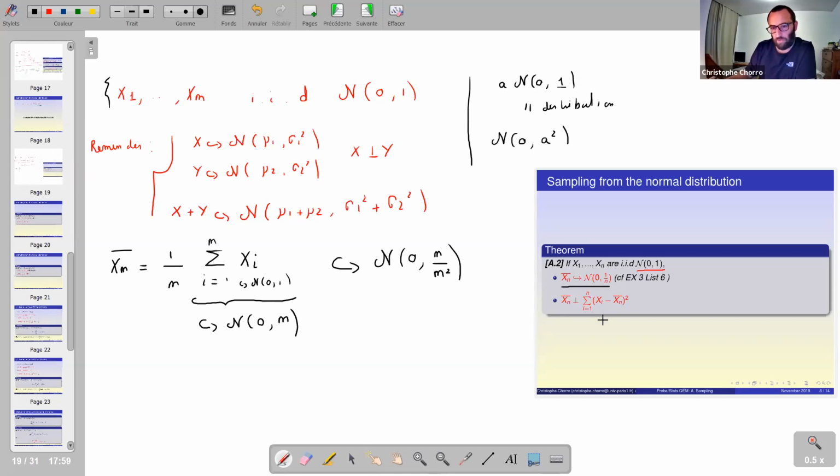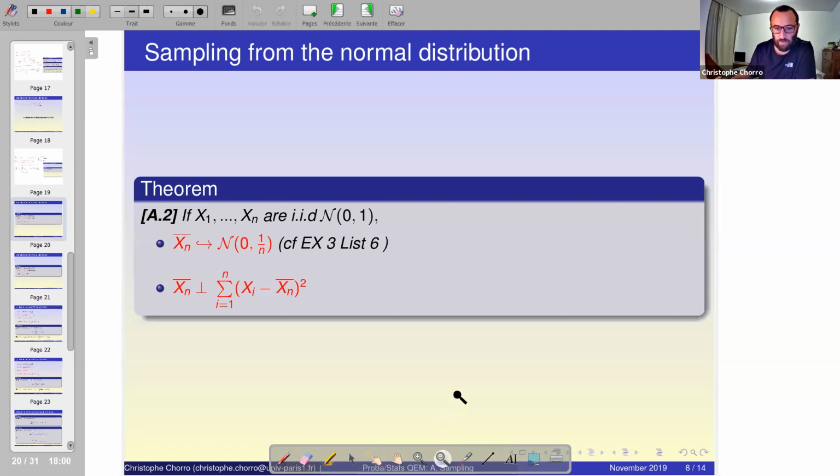We are going to prove partly the second one here, and after we are going to see how to generalize this result to the case where I don't have N(0,1), but I have N(mu, sigma square). But first I want to prove now the second one here. So we are going to do the job in the next part.